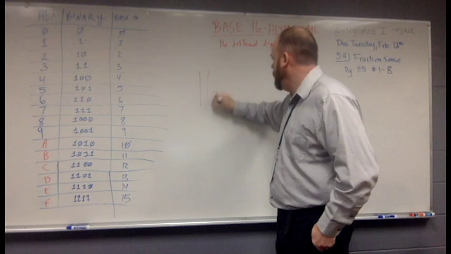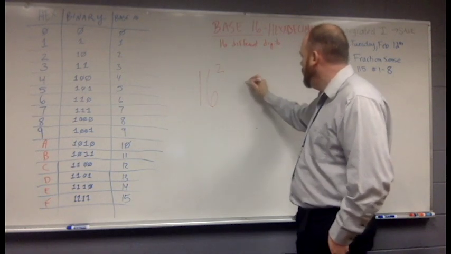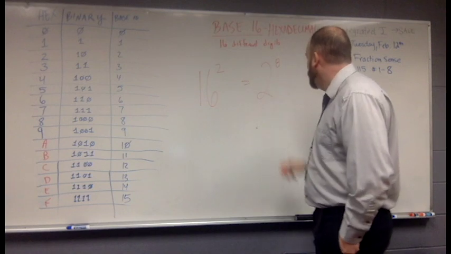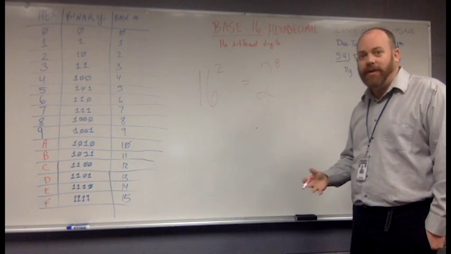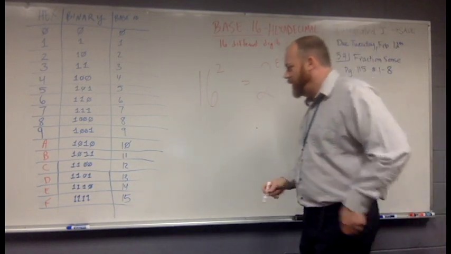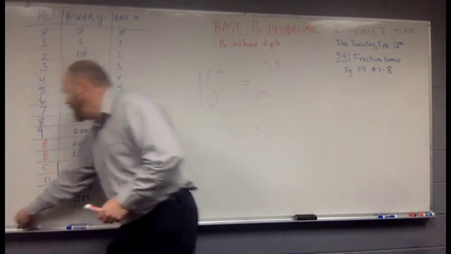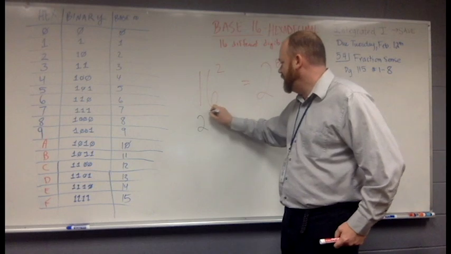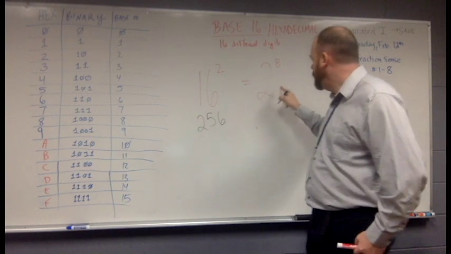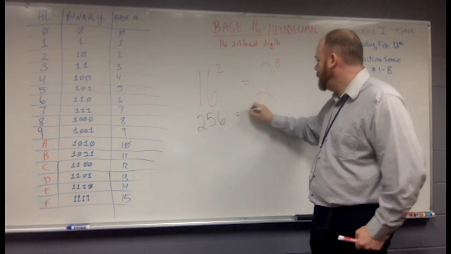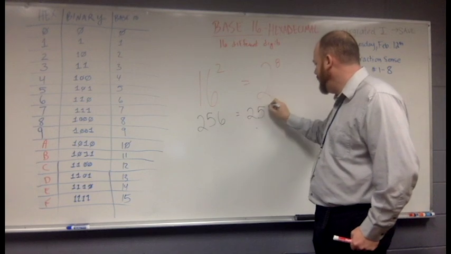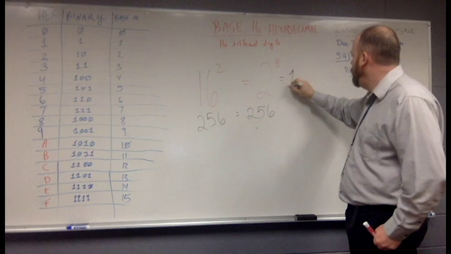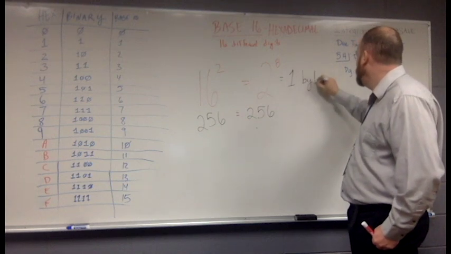16 squared equals 2 to the 8th. These numbers are exactly the same. This is 256, 16 squared. 2 to the 8th is 256. Why is that significant? Because 2 to the 8th equals 1 byte of data.